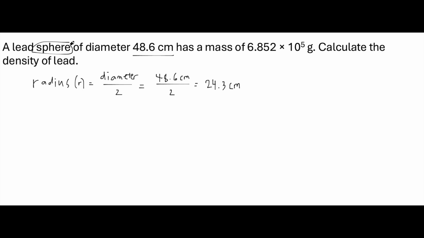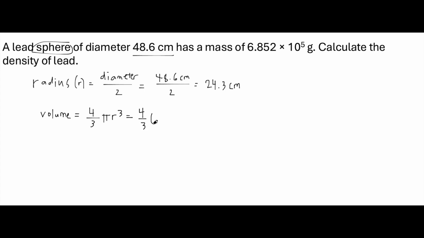So the next step is to get the volume of the sphere. So if you can recall your geometry class, the formula for the volume of a sphere is 4/3 of pi times radius squared, cube, not squared, cube. So 4/3 pi r cubed. So let's substitute the values. So we have 4/3.